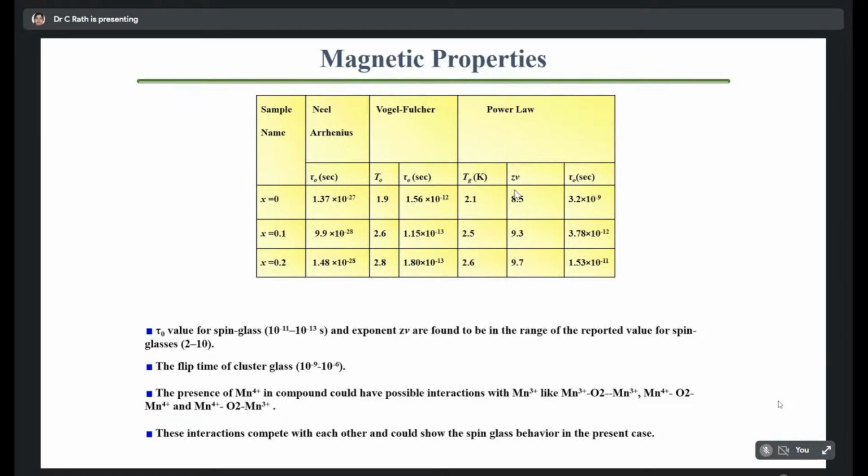There is a peak in the ZFC behavior, and that spin glass behavior could arise because of two different kinds of magnetic element, Mn3 plus and Mn4 plus. So there are possible interactions, which could be Mn3 to Mn3, Mn4 to Mn4, or Mn3 with Mn4. These interactions compete with each other and could give rise to the spin glass behavior in the present case.